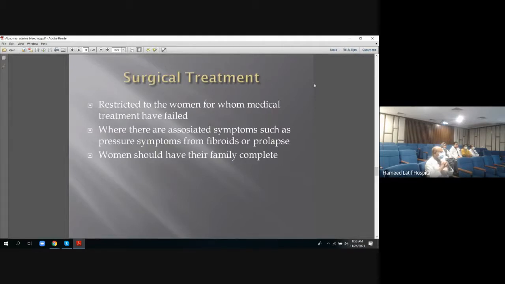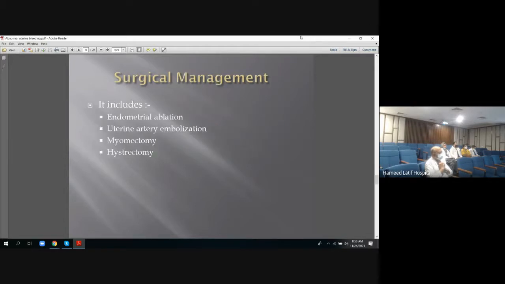Surgical treatment is restricted to the women for whom the medical treatment has failed, where there are associated symptoms such as pressure symptoms from fibroid or prolapse, and women who have their family completed. Surgical management includes endometrial ablation, uterine artery embolization, myomectomy, and hysterectomy.